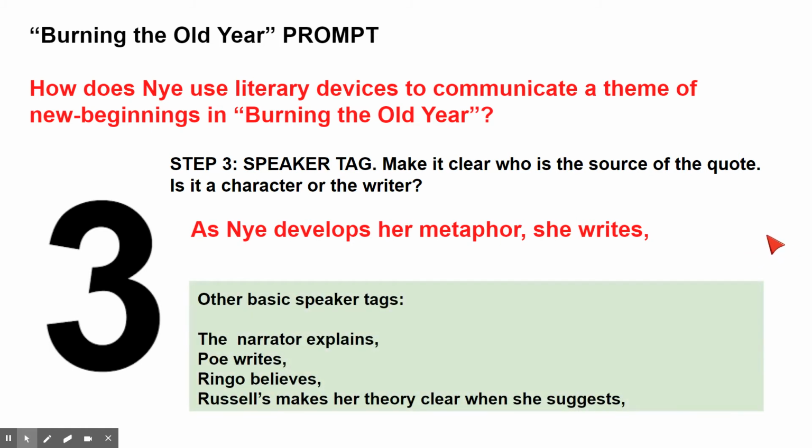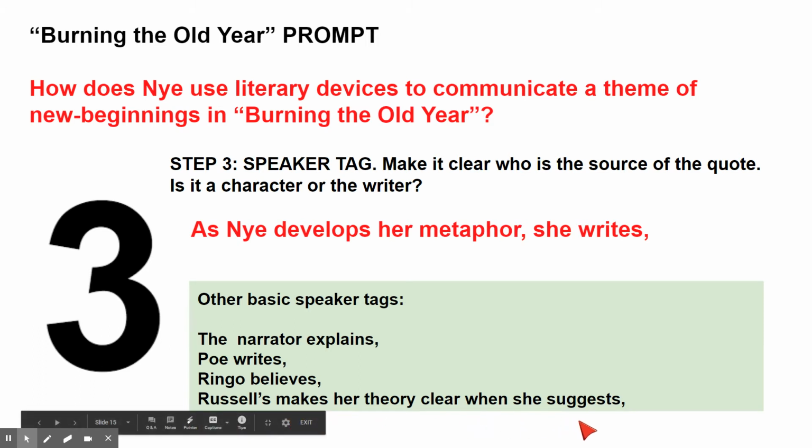Now, other basic examples of speaker tags might be things like this. The narrator explains, Poe writes, Ringo believes, Russell makes her theory clear when she suggests. Speaker tags can be very simple, like Poe writes and Ringo believes, but you can also elevate them, which is a stronger strategy, by giving more detail in the speaker tag. So as Nye develops her metaphor, she writes, is an elevated speaker tag. Russell makes her theory clear when she suggests, is an elevated speaker tag.